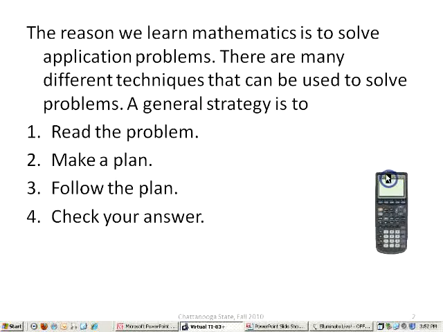When we learn mathematics, the reason we're learning it is so that we can solve application problems. There are many different techniques that you use. You can use different techniques on the same problem. But you need to have a general strategy that looks something like this.